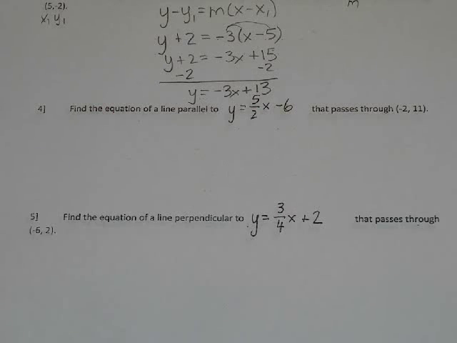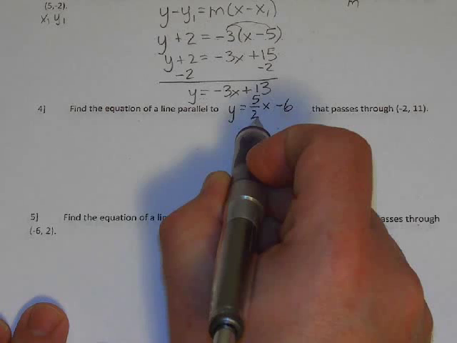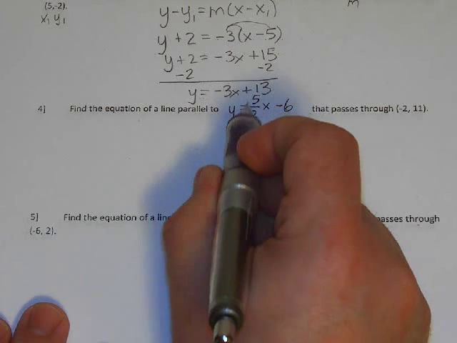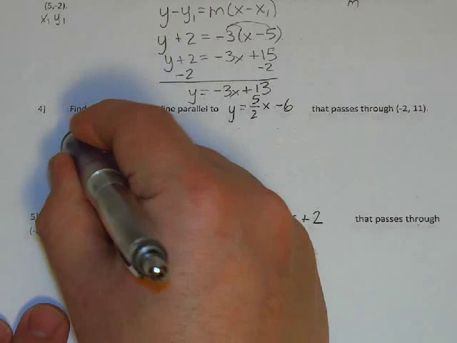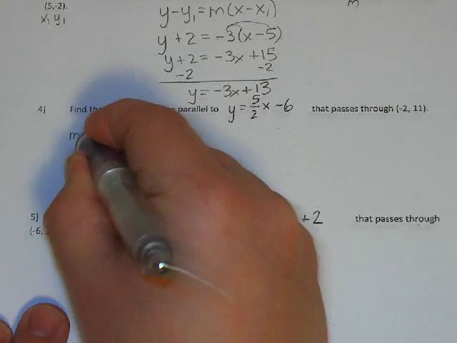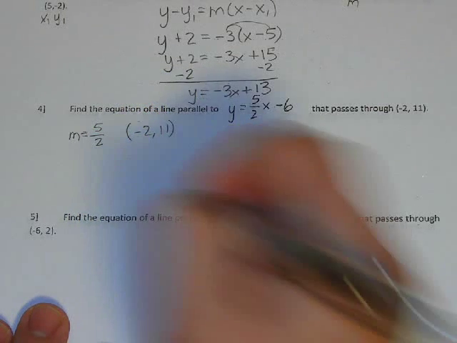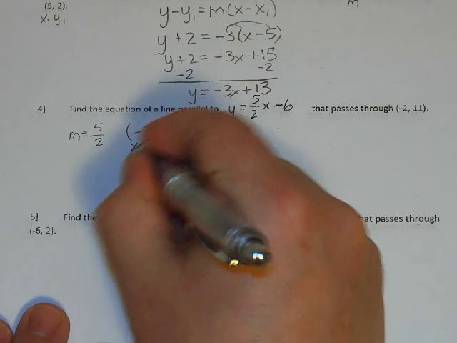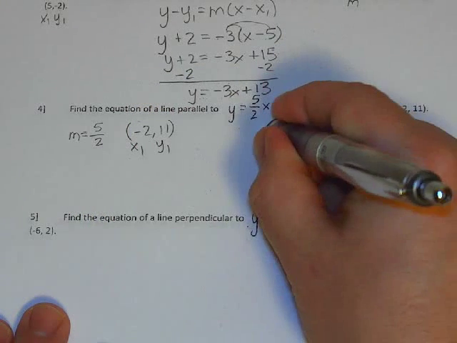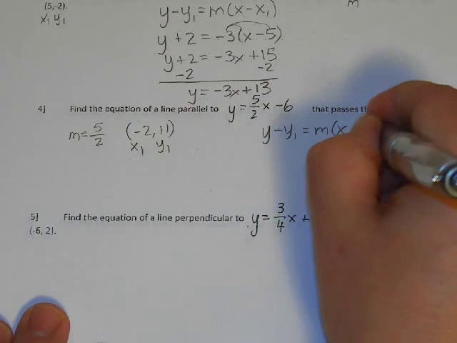Number 4, we're given a line, and we're trying to write the equation of a line parallel to it that goes through the point negative 2, 11. Parallel lines have the same slope. So we see that this equation has a slope of 5/2. So the slope of the equation we're looking for also has a slope of 5/2. And it goes to the point negative 2, 11. So this becomes my x1, 11 is my y1, and once again, I'm going to use point-slope form.